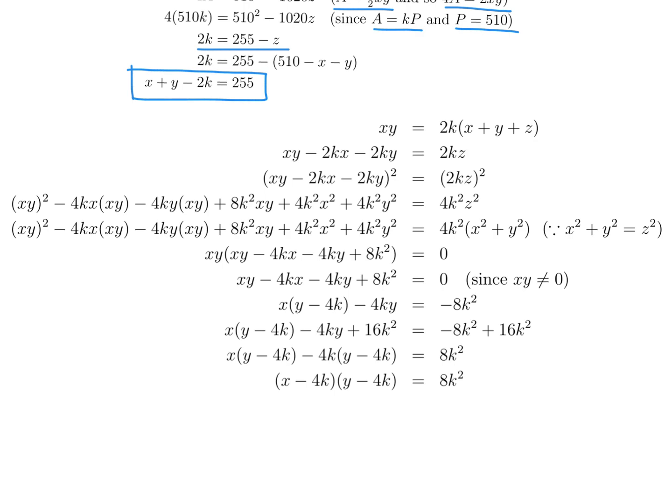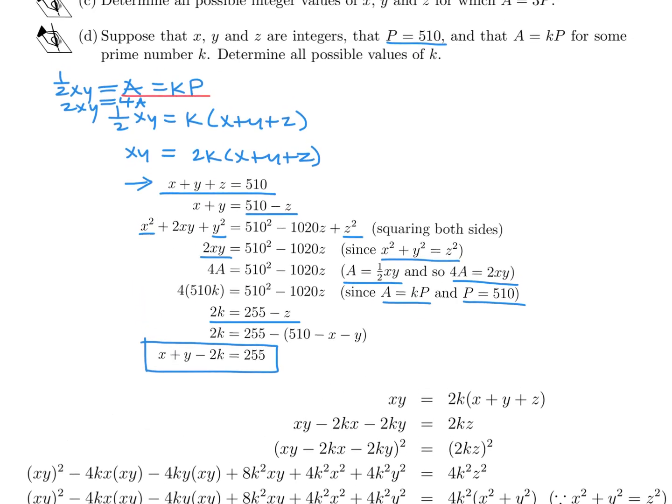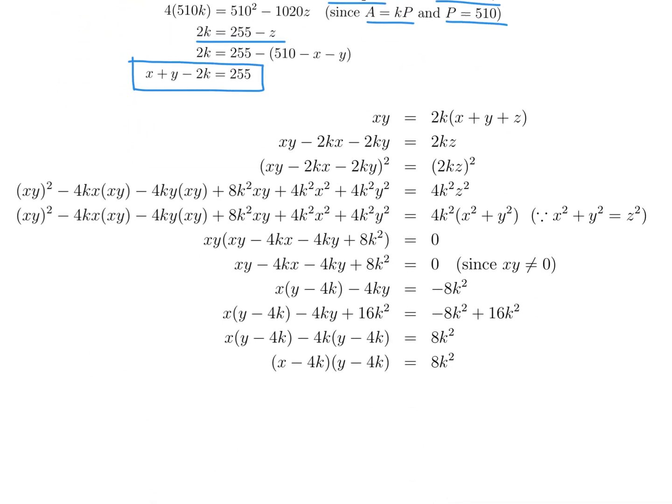Then we'll go back to the original formula that we were given, that a is equal to kp. So a, which is 1/2 base times height, is equal to k times x plus y plus z, because p is the perimeter. And that's what this is. Remember, a is equal to kp. So 1/2 base times height is equal to k times x plus y plus z. And then, of course, if you multiply both sides by 2, you'll end up with this guy.